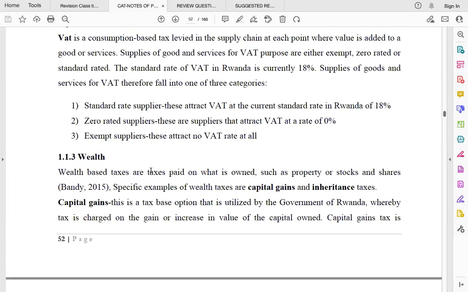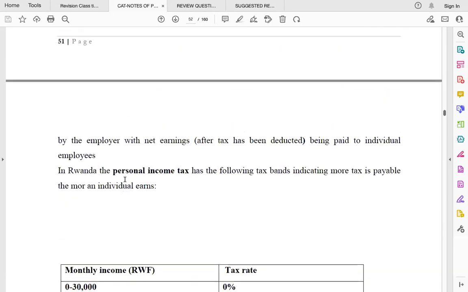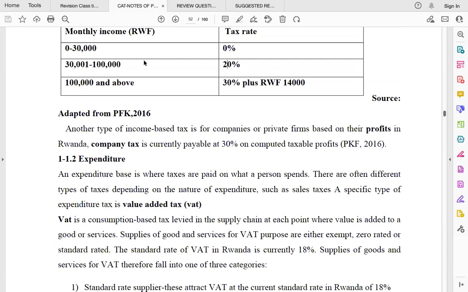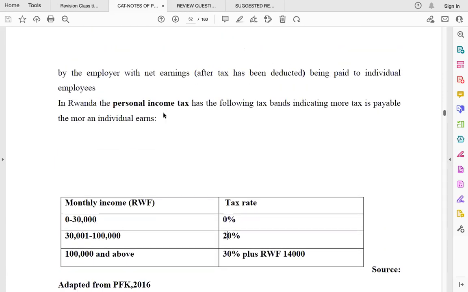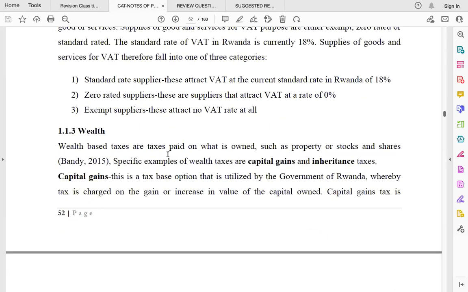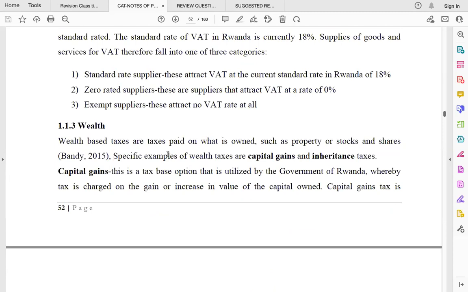Now, the tax base may be income, may be expenditure for the case of VAT. For the case of pay as you earn, the tax base is income. For the case of VAT, the tax base is expenditure. For the case of capital gains, the tax base is wealth.